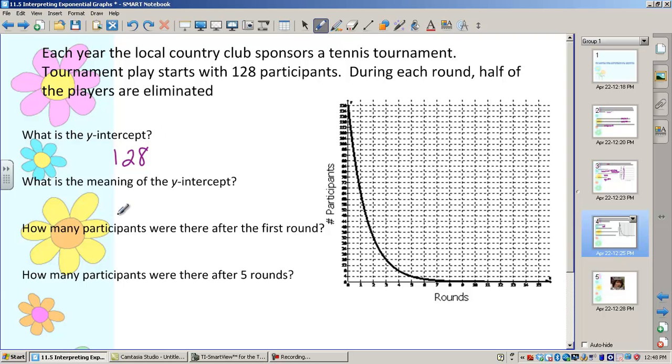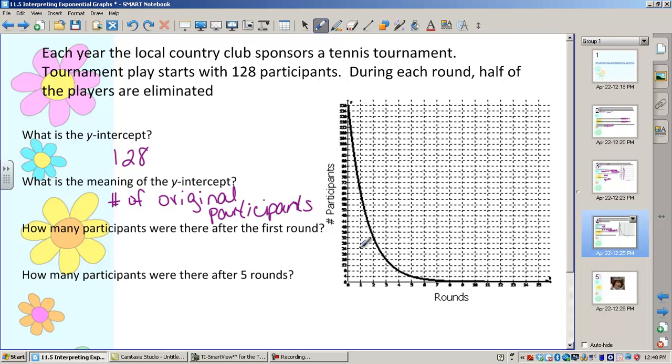So what is the meaning of the Y-intercept? It's the number of original participants, or the number of participants they start with. However you want to say it, you want to say that it's the number of participants that they began with. And then the next question is, how many participants were there after the first round?